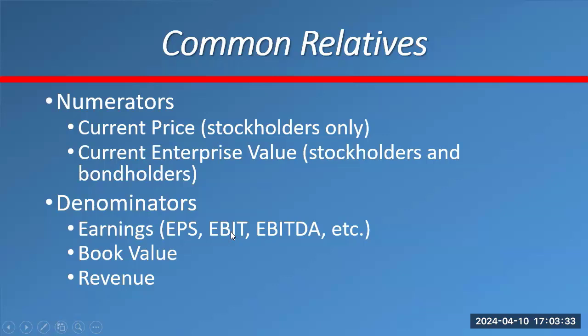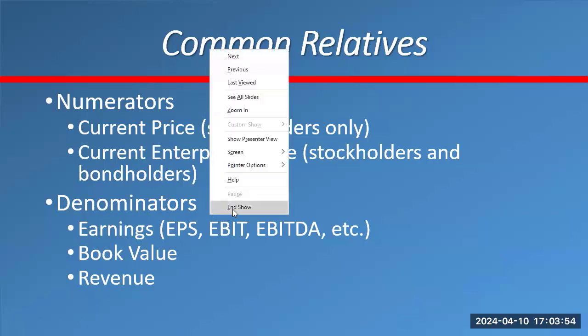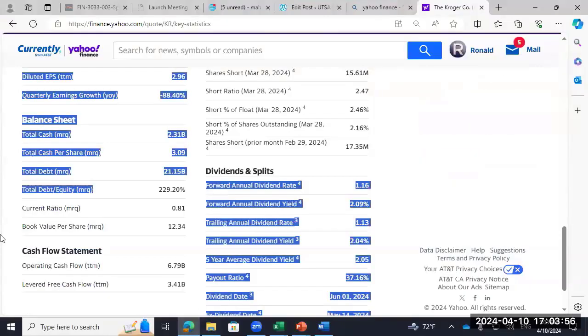Before interest. I hear students saying earnings before income tax, but that's not right. It's earnings before interest expense and taxes. So anything that is before interest, you're always going to use enterprise value. You don't use price. There's no such thing as price to EBIT. There's no such thing as price to EBITDA. There's no such thing as price to revenue, except Yahoo messed up.